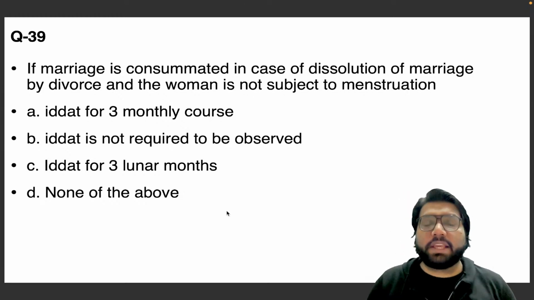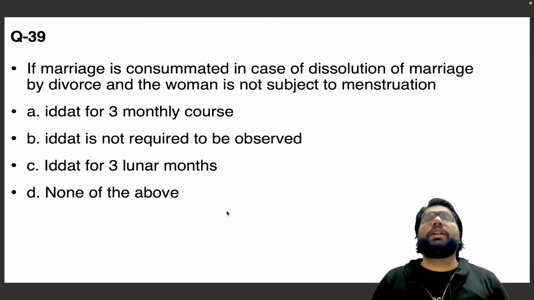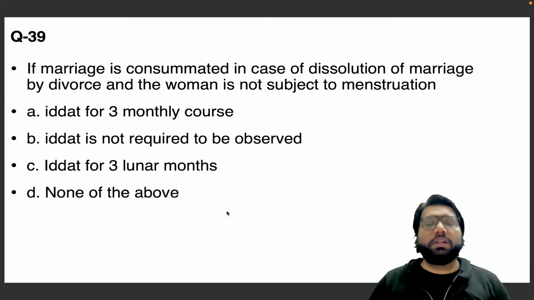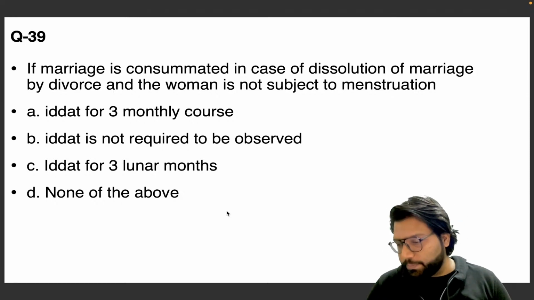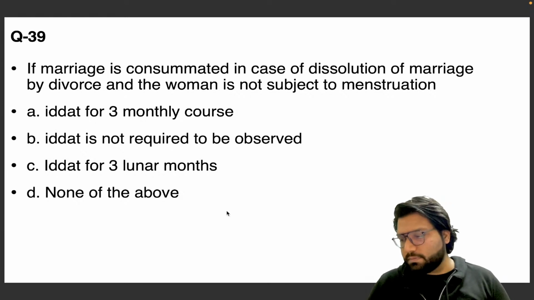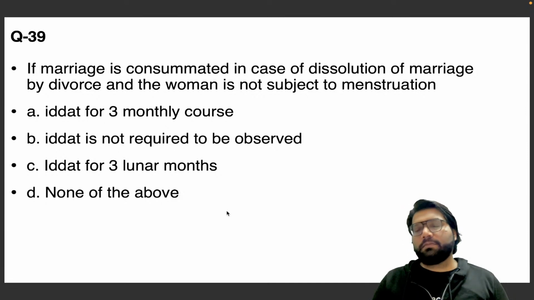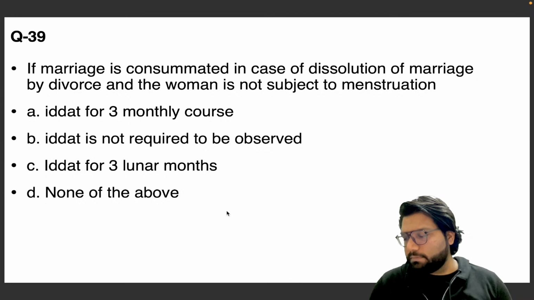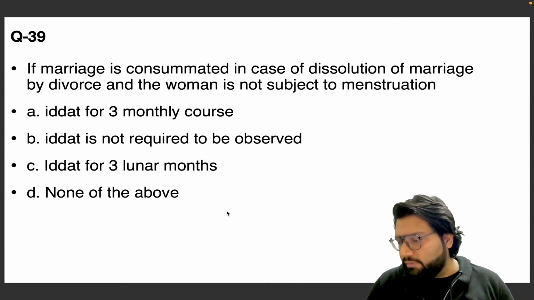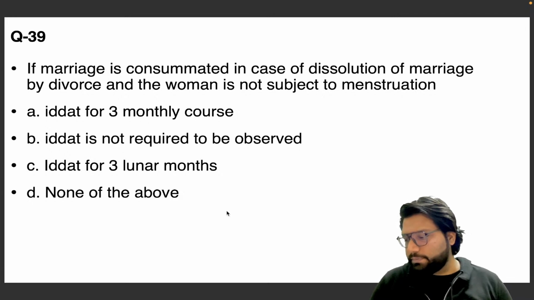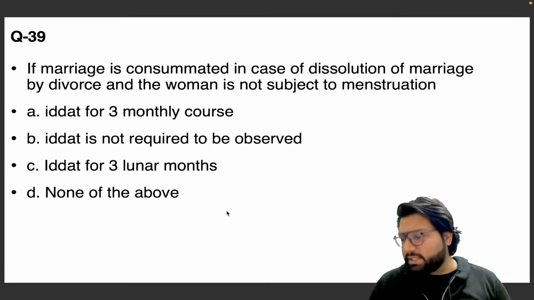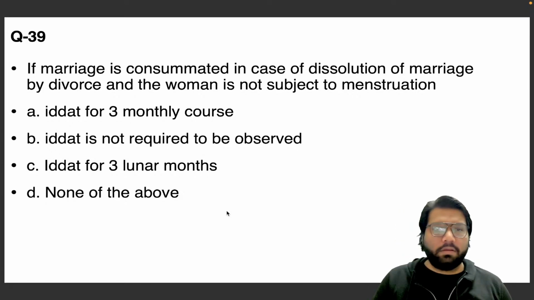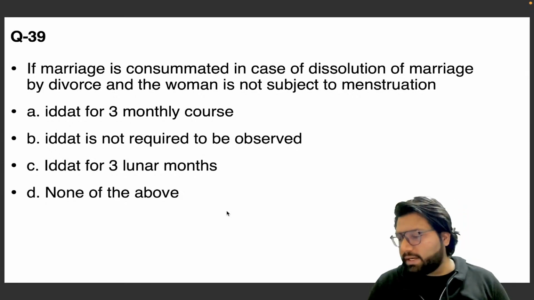If marriage is consummated in case of dissolution of marriage by divorce and the woman is not subjected to menstruation, in that case, what is going to be the answer? Very good evening, Hina. And I guess everyone's answer is correct. That is C. C is the correct answer.